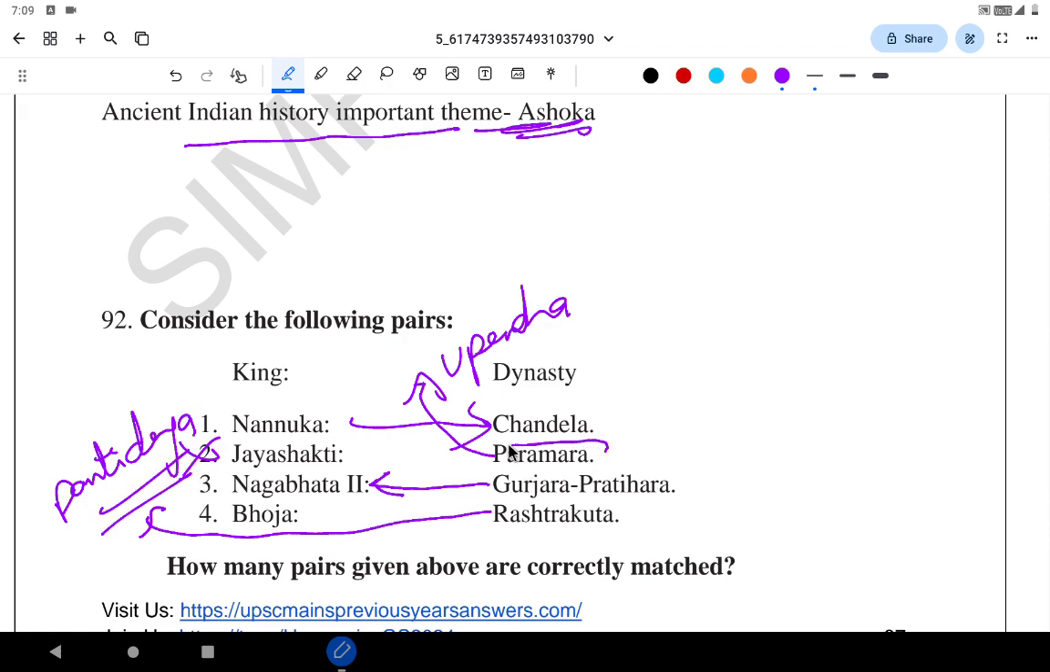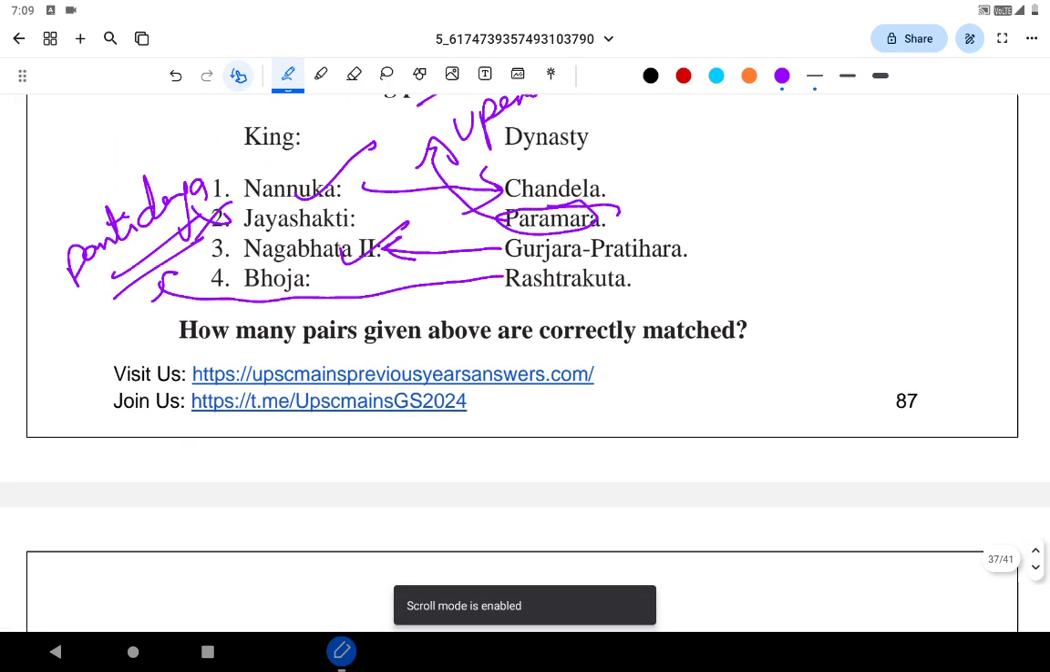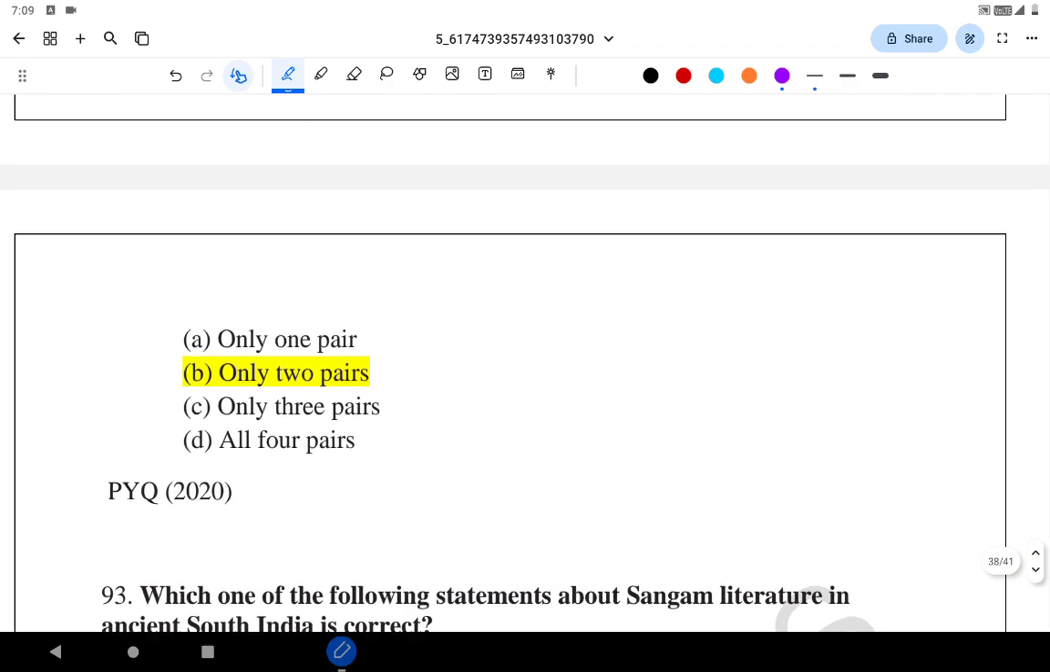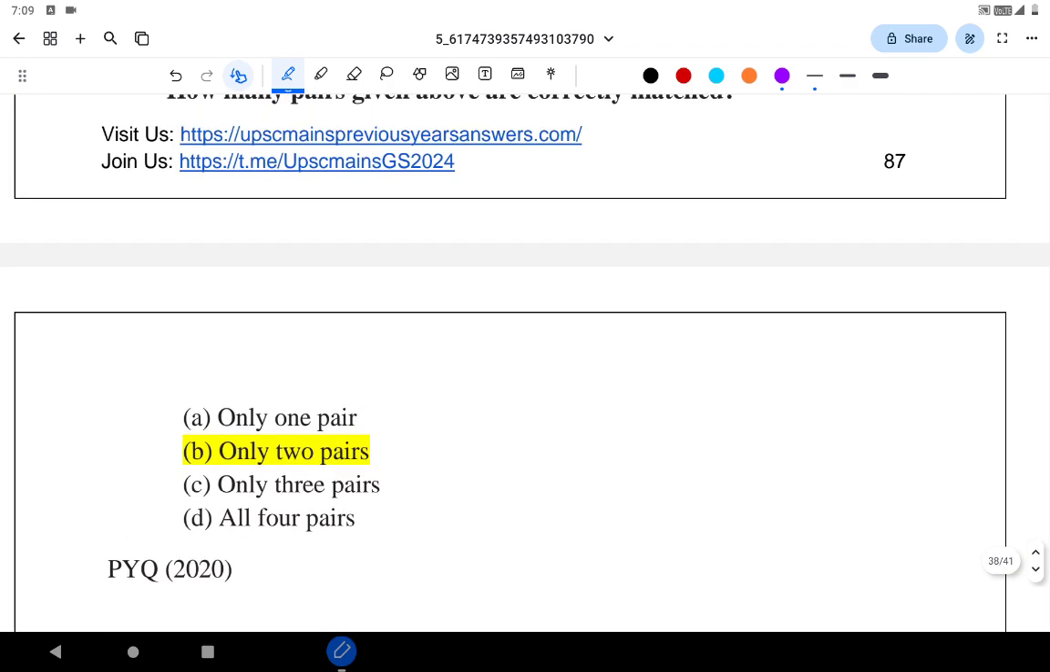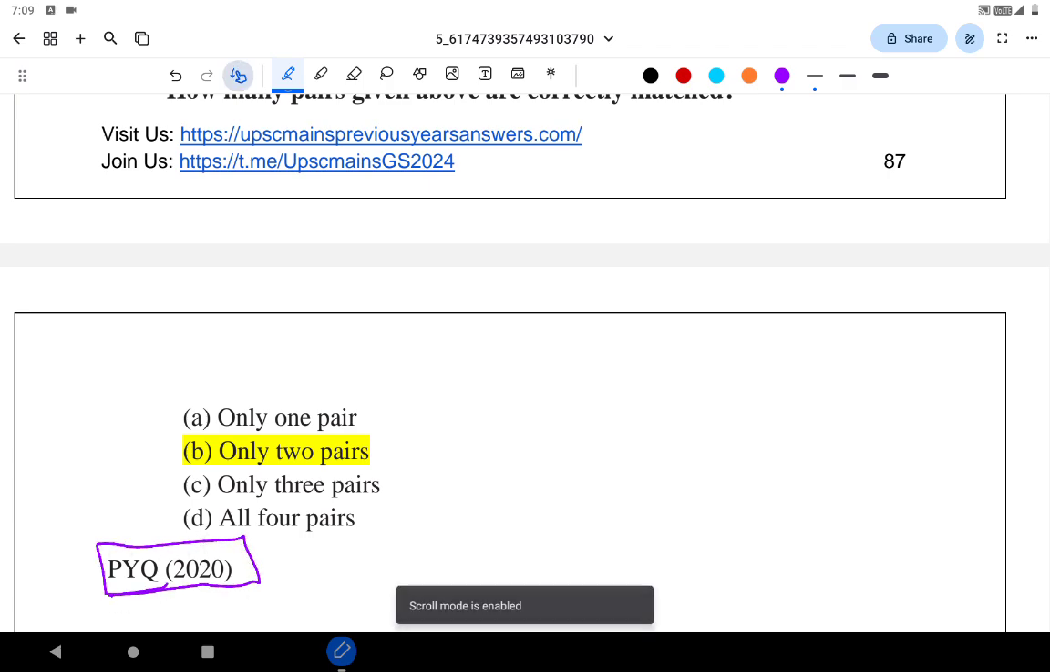The Paramaras are by Upendra. Their main capital was today's Ujjain. So Nannuka Chandelas correct, Nagabhata Gurjara Pratihara. I think two of the options are correct. Two pairs are correct. Questions related to these particular dynasties were asked in 2020 as well.